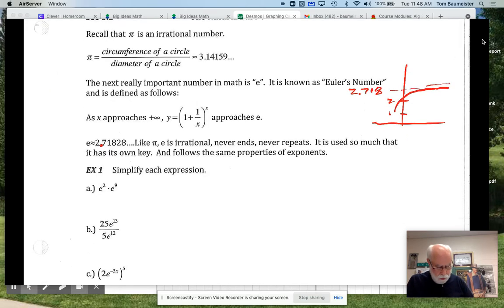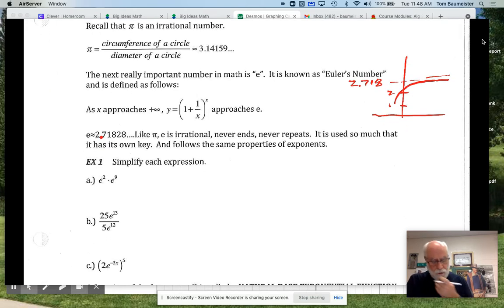So, example 1, simplify each expression. A is e squared times e to the 9th. Well, remember, if the bases are the same, then all I have to do is add the exponents, so that would be 2 plus 9, and that would be e to the 11th.